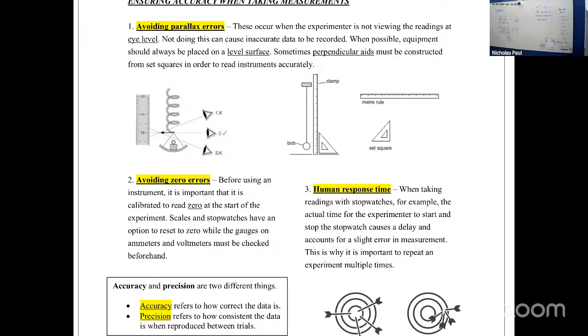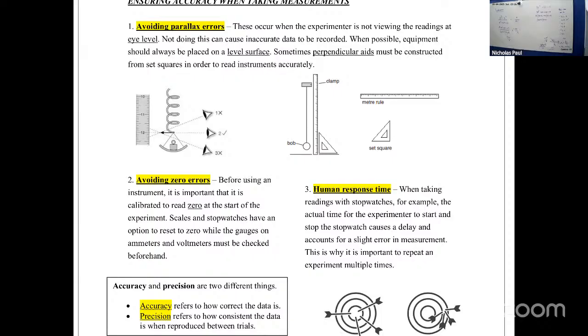And then a systematic error. Yes, a systematic error occurs when the apparatus or the environment is faulty.